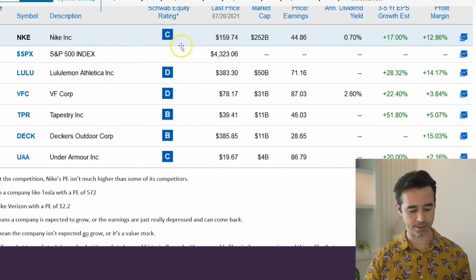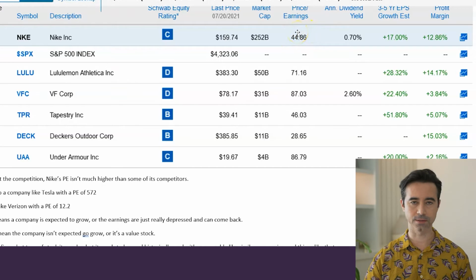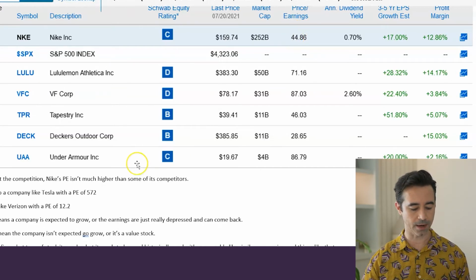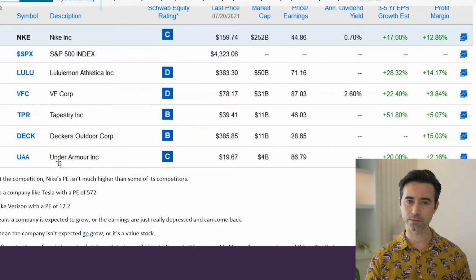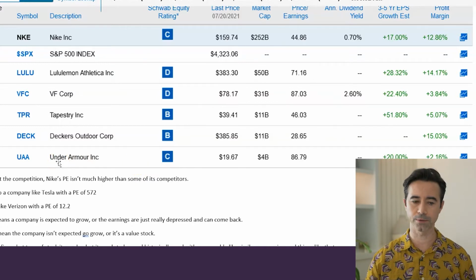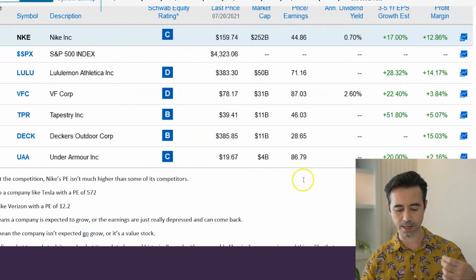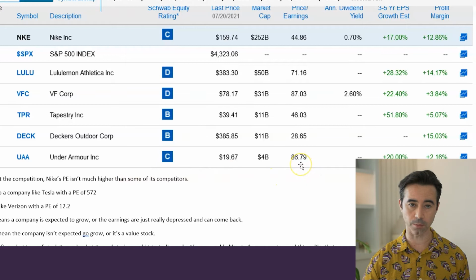Well, we see that Nike here has a PE of 44.86. I looked at this the other day, so it's a little bit less. But now we look at Under Armour, for example, which is, I'd say, a pretty close competitor to Nike. So UAA, Under Armour Inc., and then you say, what is the PE ratio of Under Armour? Well, it's 86.79. So what's happening is Under Armour is selling for a larger multiple. It's more expensive than Nike.